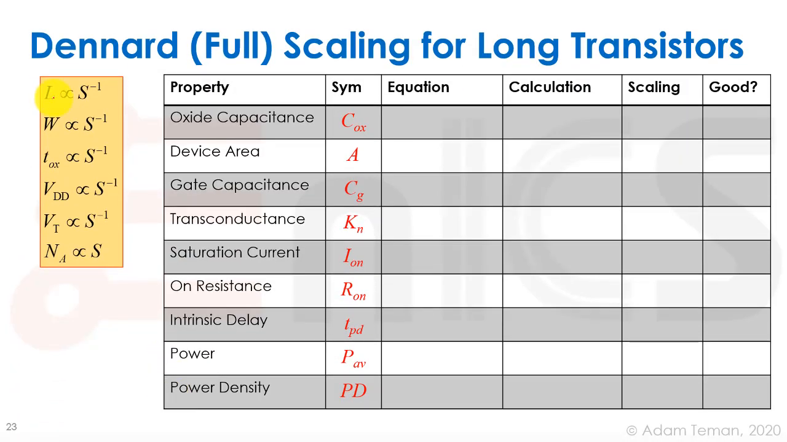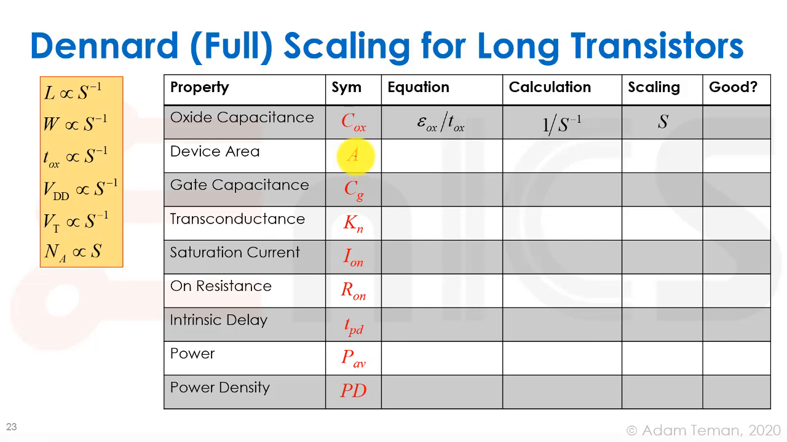So I have the dimensions that we said we're going to scale over here. We write them as S to the minus 1 instead of 1 over S. It kind of helps. And we have different properties here in this table. So we'll start with the oxide capacitance. Oxide capacitance is Cox, and we said that the oxide capacitance is equal to the permittivity divided by the thickness. The thickness, we said, scales by S, so we get 1 over 1 over S, and that comes out to S. And is that good or not good? Well, we don't know yet.